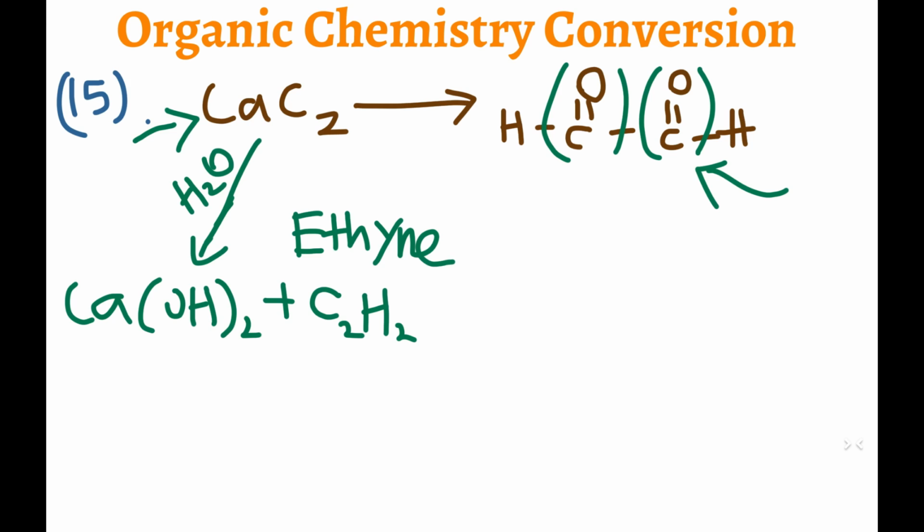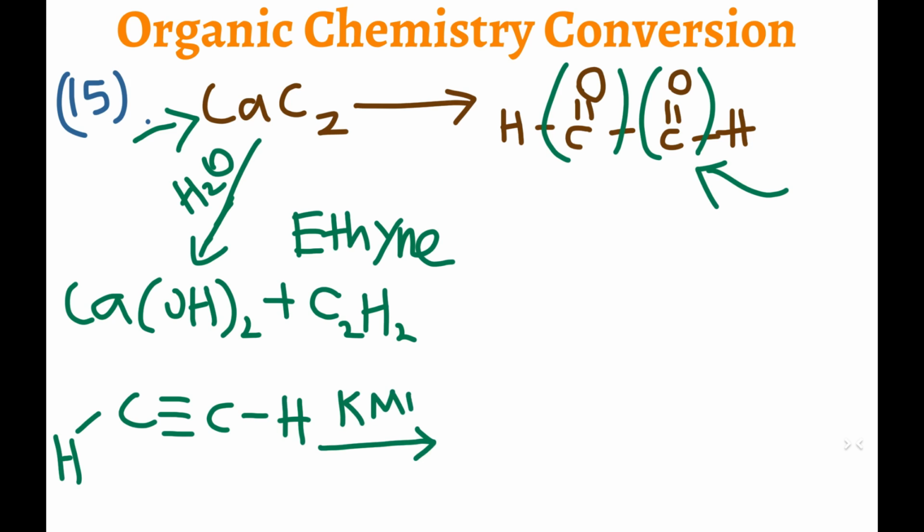Then I will show you the structure of ethyne. The hybridization of one carbon atom is sp. After making ethyne, we need to use KMnO4, potassium permanganate, in OH minus medium. That means in alkaline medium we have to use KMnO4 with ethyne. After this reaction happens, we will have this organic compound.